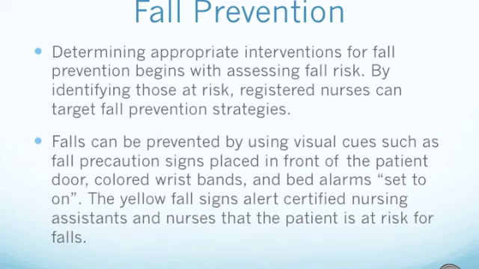So since we have now discussed fall risk assessments and what the outcomes are from falls, let's discuss how to prevent falls. Determining appropriate interventions for fall prevention begins with assessing the fall risk assessment. By identifying those at risk, registered nurses can target fall prevention strategies. Falls can be prevented by using visual cues such as fall precaution signs placed in front of the patient door, colored wristbands, and bed alarms set to on. The yellow fall signs alert certified nursing assistants and nurses that the patient is at risk for a fall.